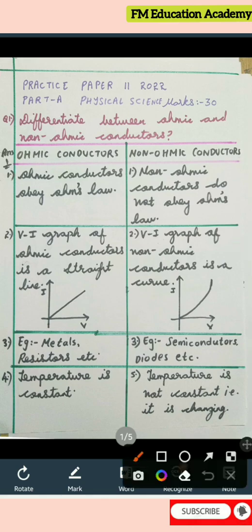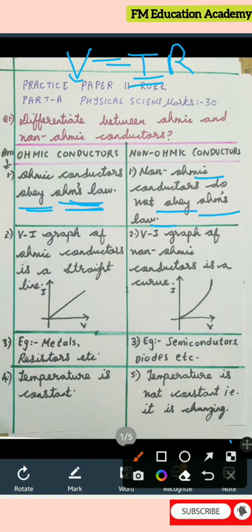So first of all, ohmic conductors are the conductors which obey Ohm's law. Obey Ohm's law means they follow Ohm's law. What does Ohm's law say to us? That V is equal to IR. Voltage is directly proportional to current. That is said by Ohm's law. So the ohmic conductors will obey Ohm's law. And non-ohmic conductors will not obey Ohm's law. They will not obey V is equal to IR.